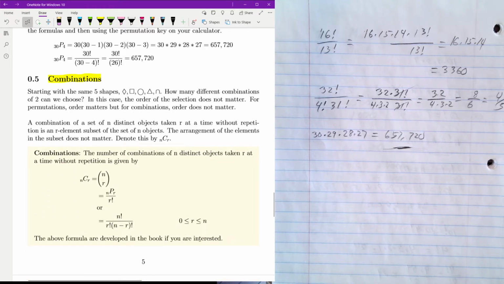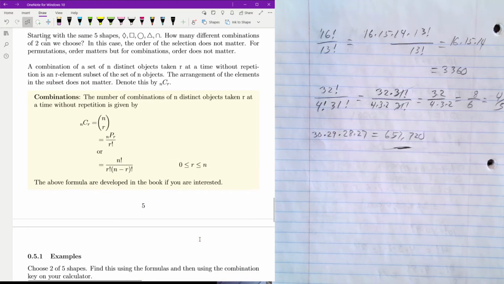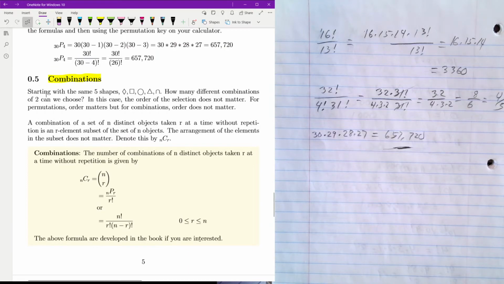And I'm not going to go through the derivation of this. It is in the book. So if you really want to see how this derivation comes about, you can look it up in the book. I did show it for the permutations because it's very easy and follows very clearly. This one's got a little bit more to it.